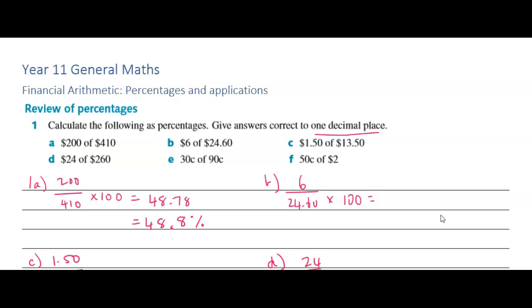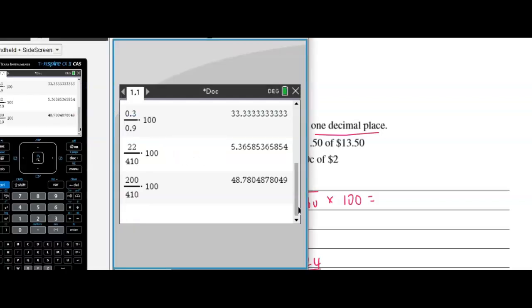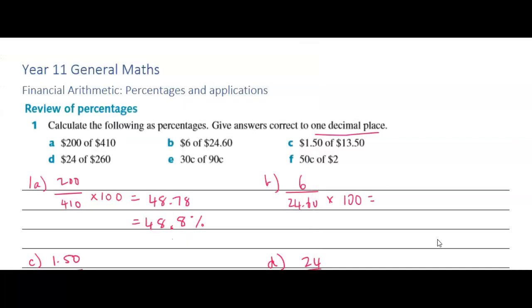Okay, next ones. I've already written these, so I don't have to spend time writing them. So B, $6 of $24.60. So we've got 6 over 24.6, or $24.60, and then to convert it into a percentage, we multiply it by 100. So 6 divided by 24.60 times 100, and we get 24.39. And then we just need to do that to 1 decimal place, so 24.4%.